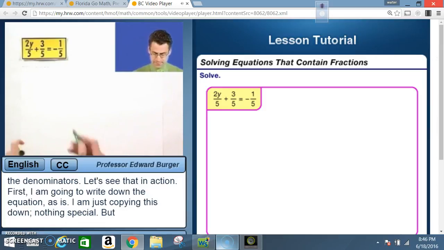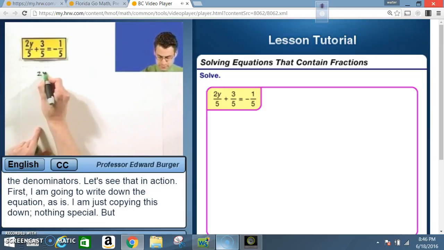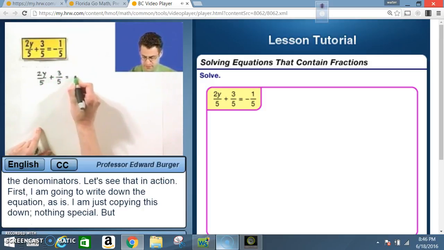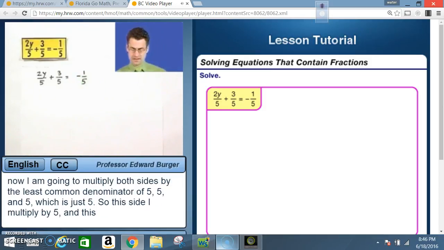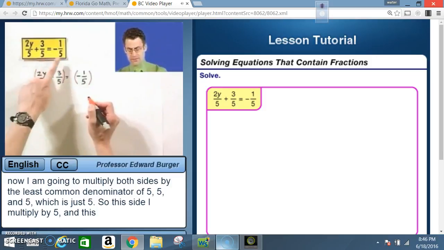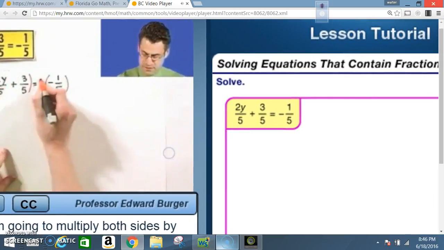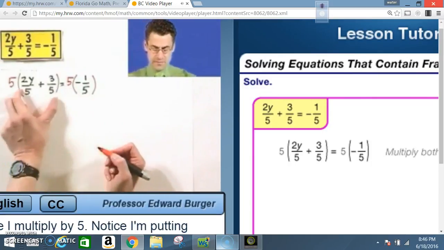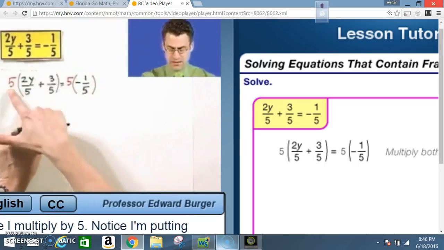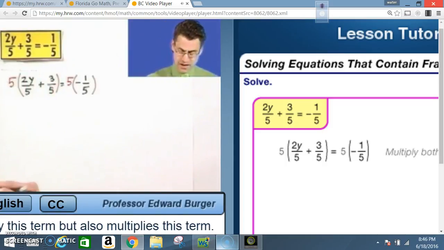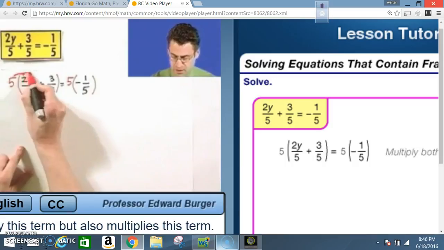So first I'm just going to write down the equation as is. I'm just copying this down. Nothing special. But now I'm going to multiply both sides by the least common denominator of 5, 5, and 5, which is just 5. So this side I multiply by 5, and this side I multiply by 5. Notice I'm putting parentheses around everything, because in this case I have to make sure that 5 multiplies not only this term, but also multiplies this term. Namely, I've got to distribute that 5 across to here, and also way over to here.